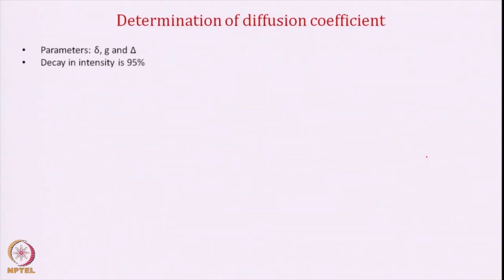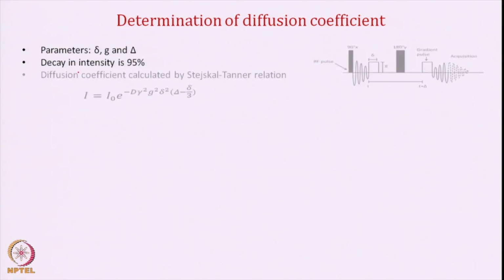Great. So, the parameters to be understood are the small delta, the gradient strength G, and the big delta, that big time delay, and we have to monitor the decay in the intensity that comes up to 95%, and the pulse sequence that we are going to do is this.